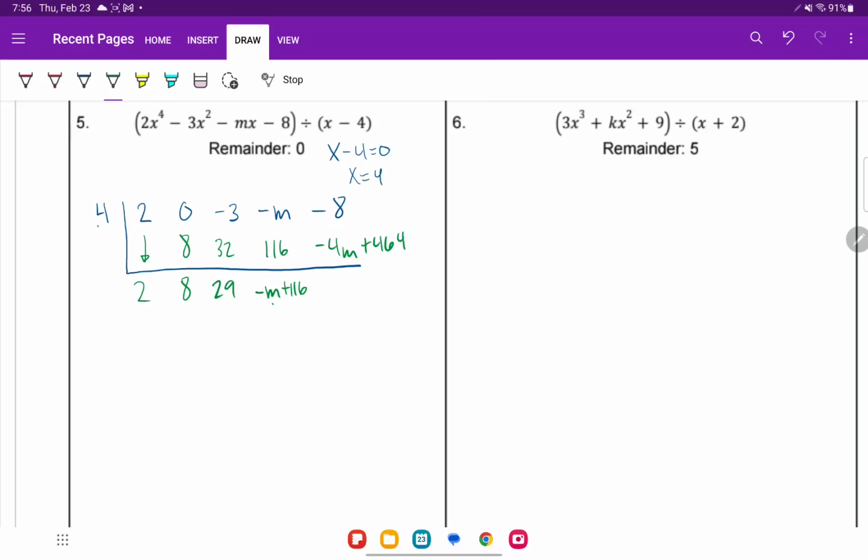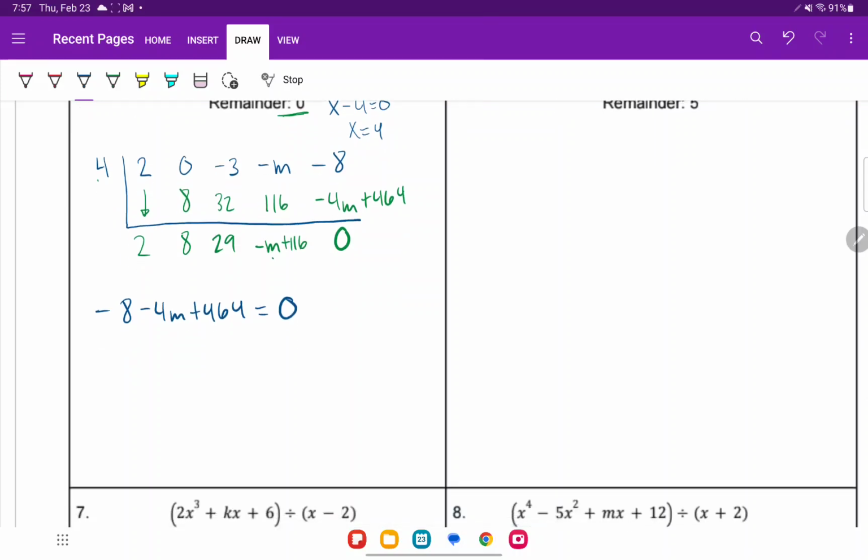Now, we know right here, this is where it gets important, the remainder, it tells me, is 0, so I'm putting a 0 in that spot. Okay? So now I have an equation that's set up. So my final equation I'm going to solve is going to be negative 8 minus 4m plus 464 is equal to 0. And now we're going to take this and solve it.